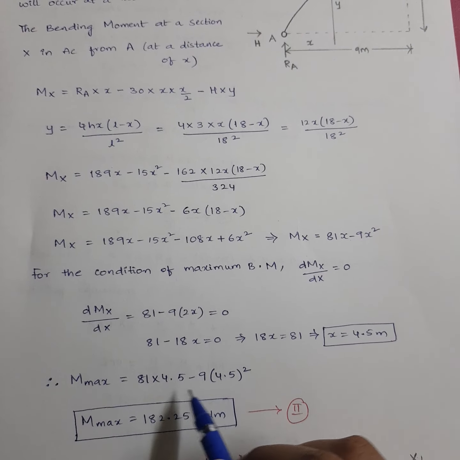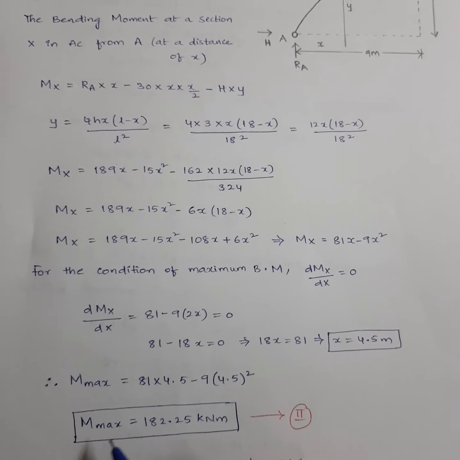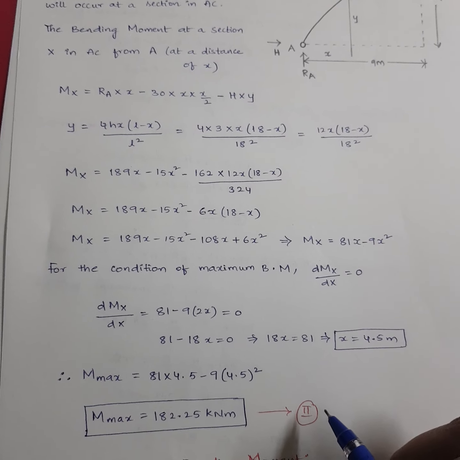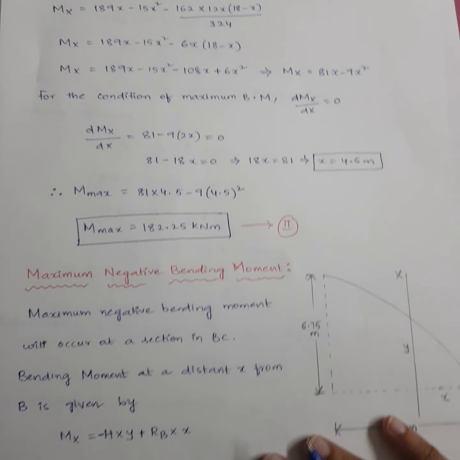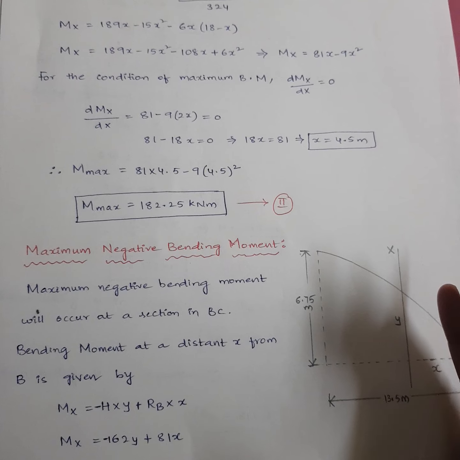So 81 into 4.5 minus 9 into 4.5 square. So that is maximum bending moment. So M maximum is equal to 182.25 kilonewton meter. This is our maximum positive bending moment. Now let's go to maximum negative bending moment. So for the maximum negative bending moment, take the other half.